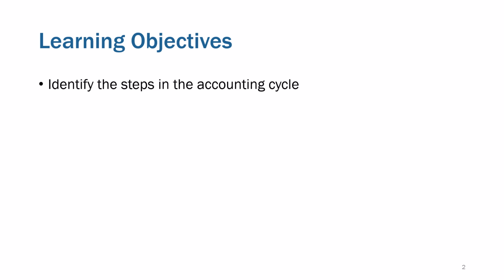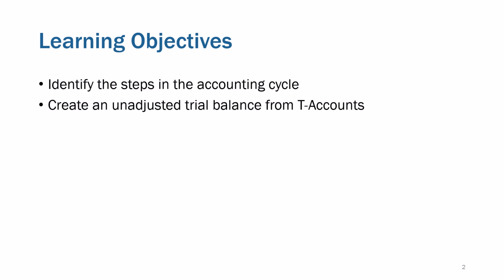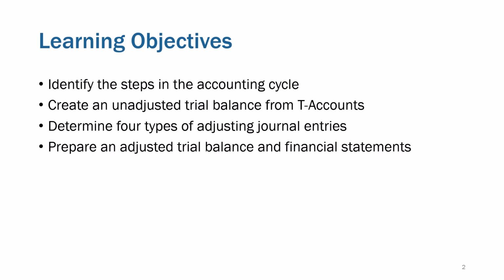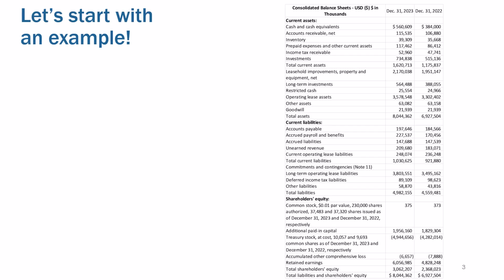We are going to identify the steps in the accounting cycle, create an unadjusted trial balance from T accounts, determine the 4 types of adjusting journal entries, and prepare an adjusted trial balance and financial statements. At the end, we are going to complete closing entries. And really the rigorous part about this is going to be determining the 4 types of adjusting journal entries. So I wanted to start with an example here.